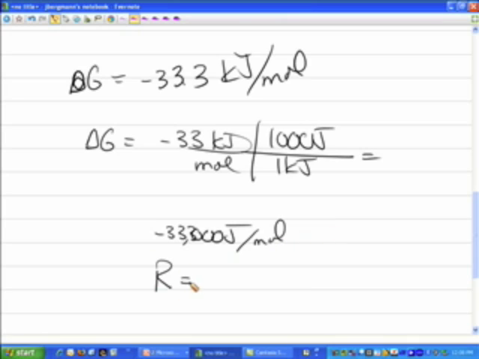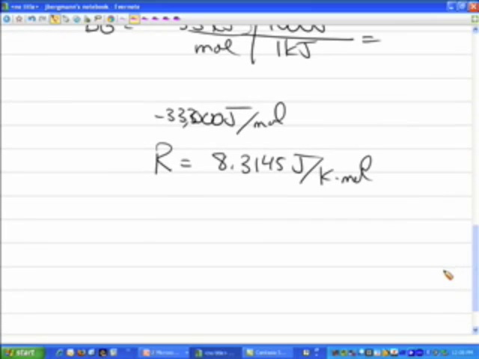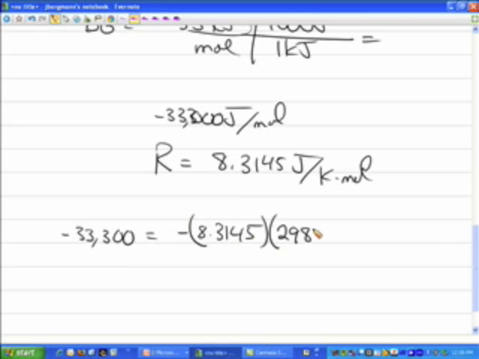Because if you recall, R, the gas law constant, is 8.3145 joules per Kelvin mole. So I must have like units. I could have converted R into kilojoules, I just find that a little bit cumbersome. So negative 33,300 is equal to negative RT, 8.3145, and the temperature is 25 Celsius, so 298 Kelvin, just add 273 to that, times the natural log of K.